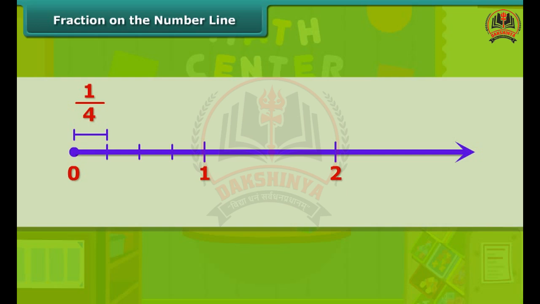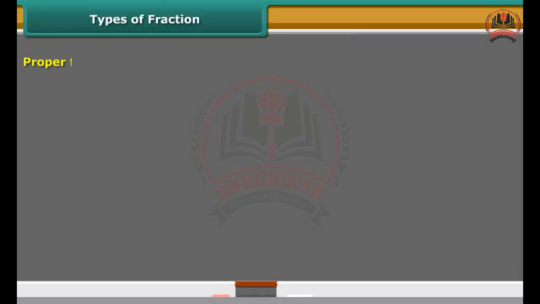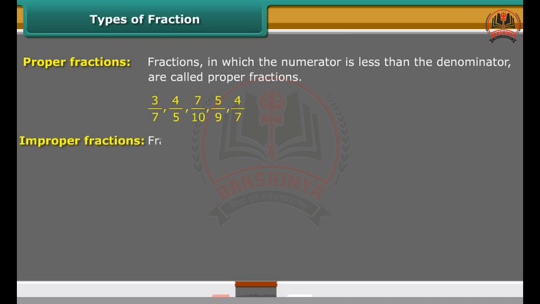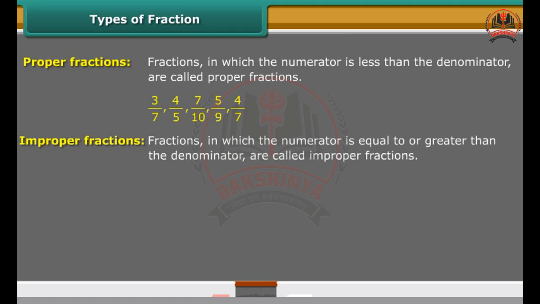It lies between 0 and 1. We divide the length between 0 and 1 into 4 equal parts and show one part as 1/4. Proper fractions. Fractions in which the numerator is less than the denominator are called proper fractions. Improper fraction. Fractions in which the numerator is equal to or greater than the denominator are called improper fractions.